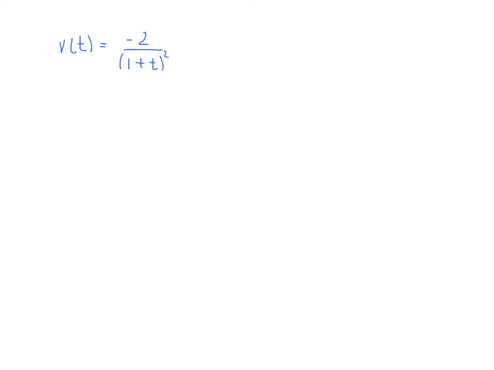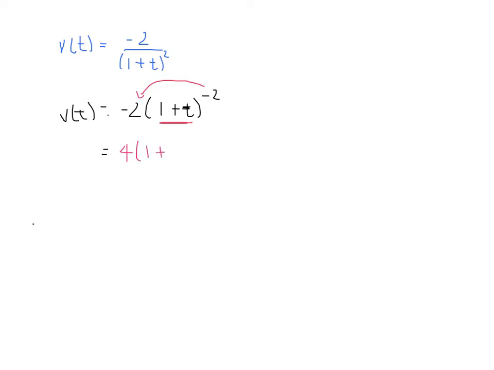We now need to find the derivative of velocity. To do that, I would rewrite the velocity function as negative 2 times (1 plus t) to the negative 2. For this problem, we're going to use the chain rule. We're going to cover up the inside, so basically ignore the stuff inside the parentheses, and do the power rule. We bring down the negative 2, so negative 2 times negative 2 is positive 4.